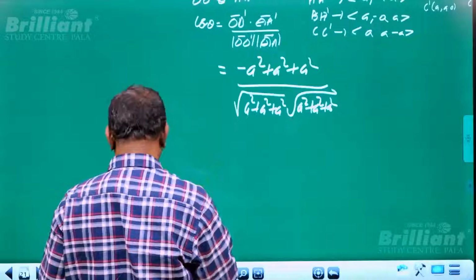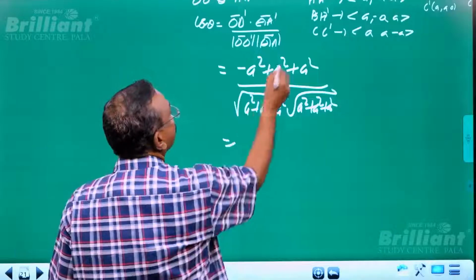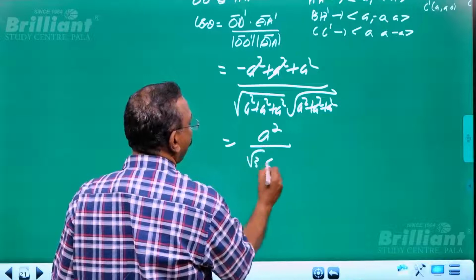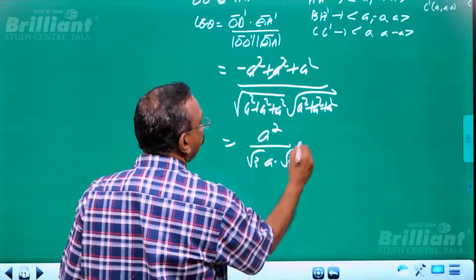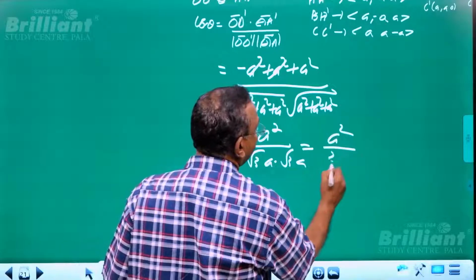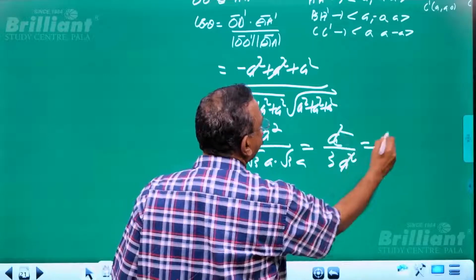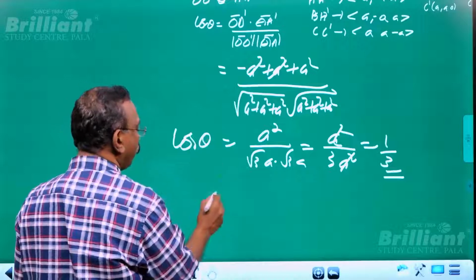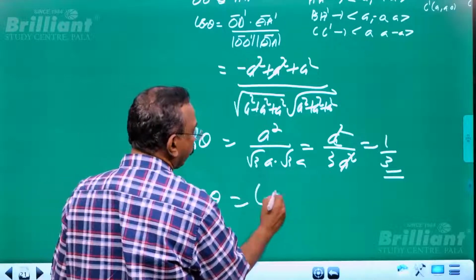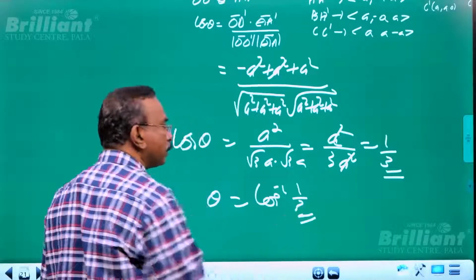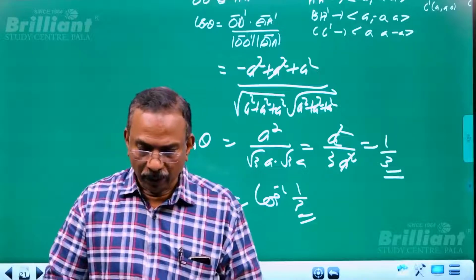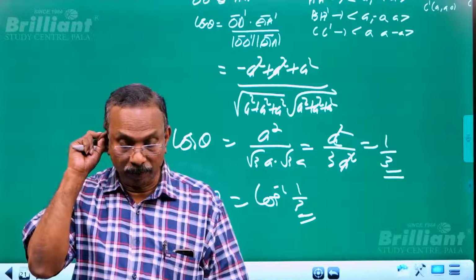Initially you can cancel, and A square divided by this is root of 3A into again root of 3A. That's equal to A square divided by 3A square, which gives 1 by 3. Therefore cos theta is equal to 1 by 3, without needing the A value, so theta is cos inverse 1 by 3. Here it is given as option 3.